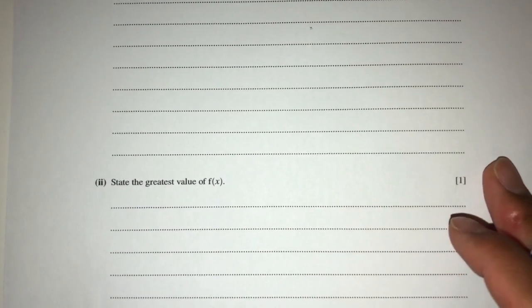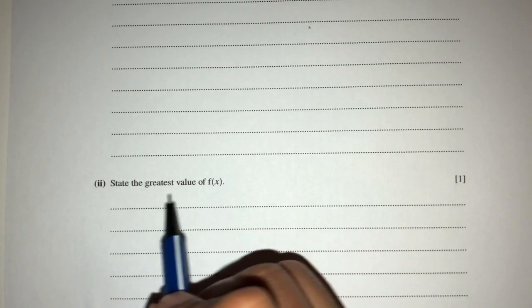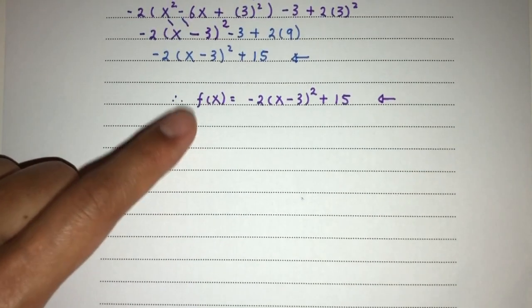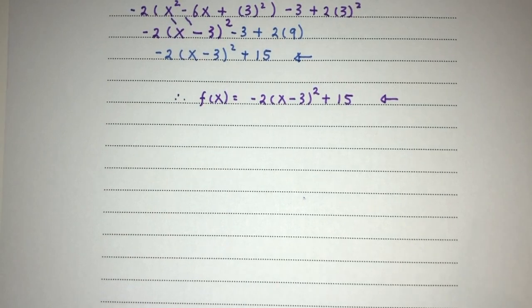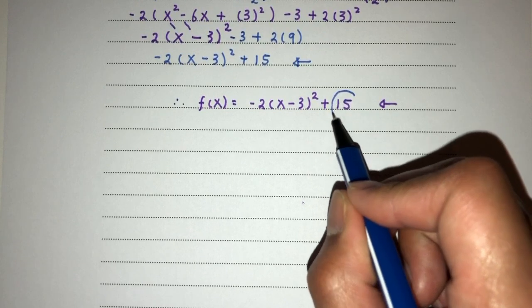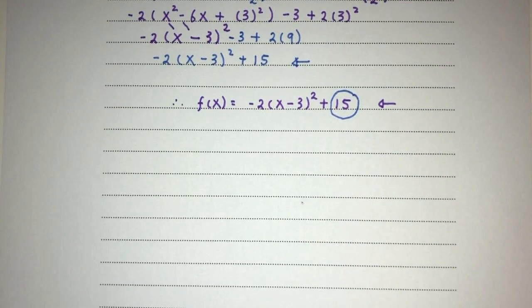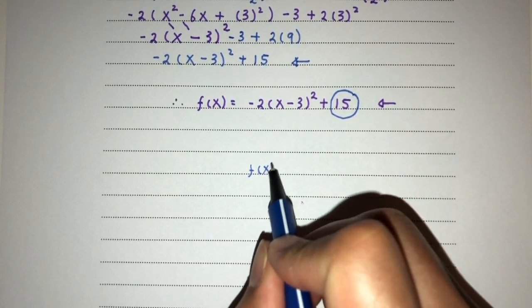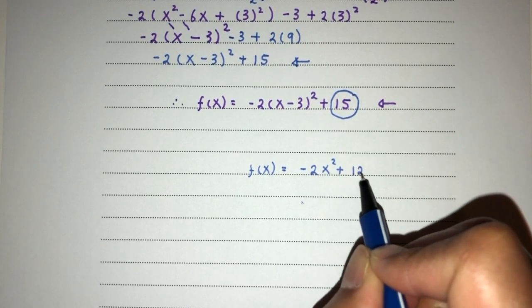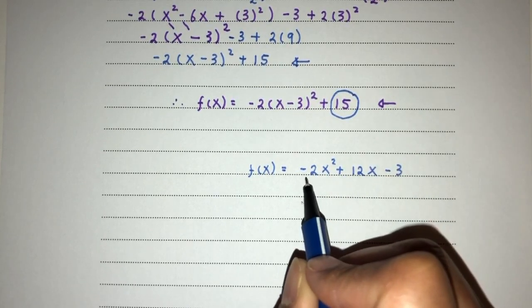Now for part 2, we have to state the greatest value of f of x. Now, whenever you see state, or if it is 1 mark, it should be pretty easy. And we have to use the previous answer. Now we have to know that whenever we complete the squares, the value at the end is the maximum or the minimum value. Now, because we know f of x was equal to minus 2x squared plus 12x minus 3, the value here was negative.